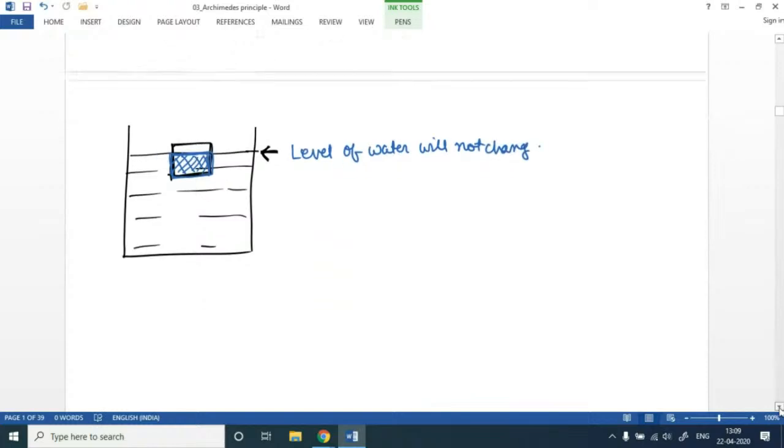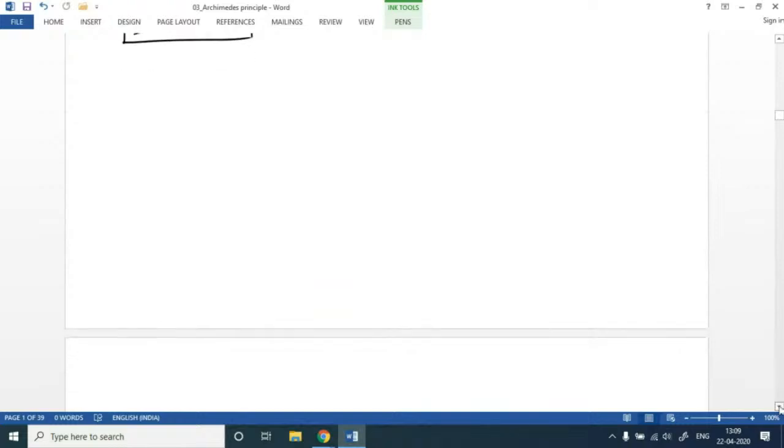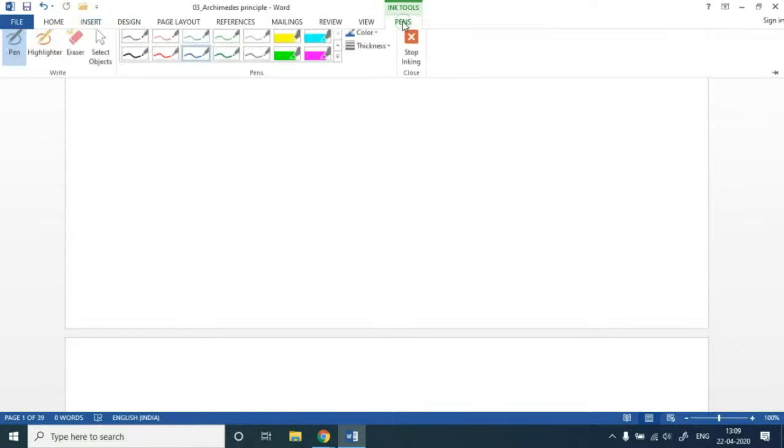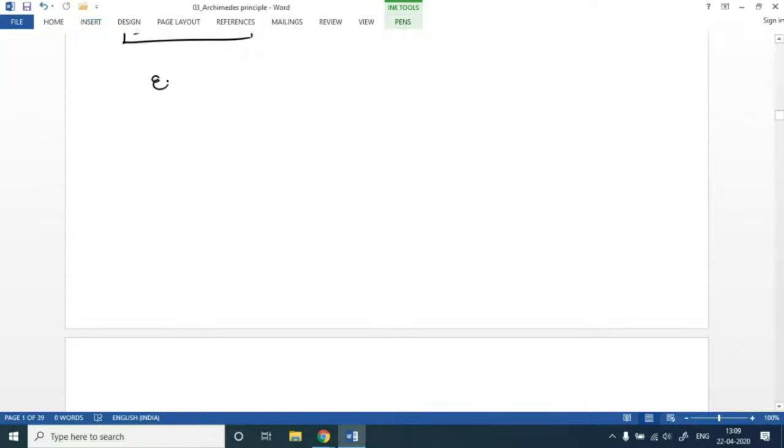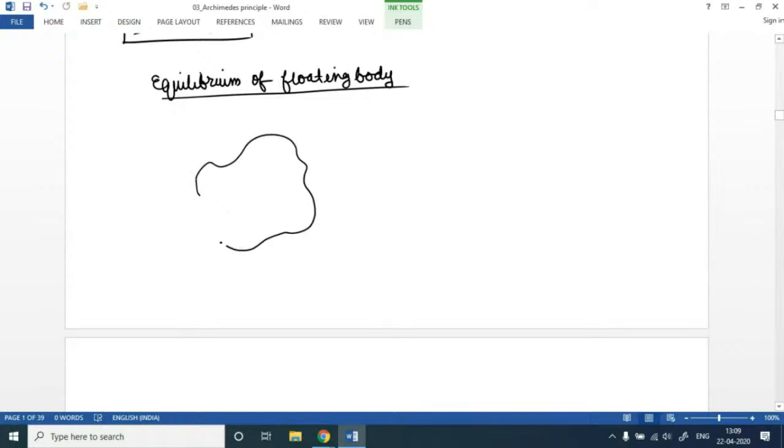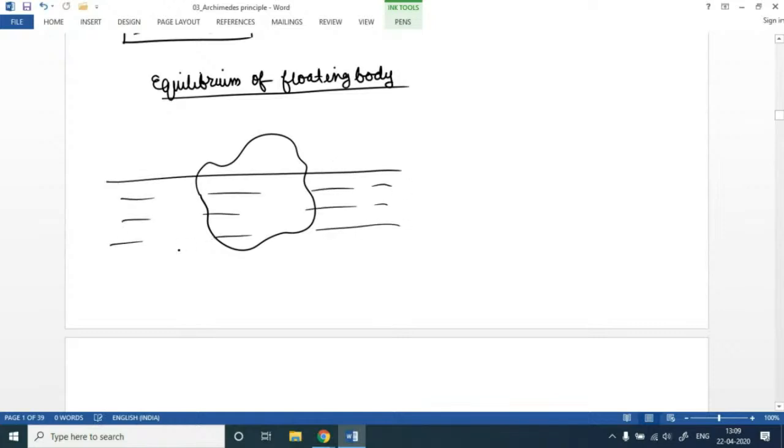And now let's look at the equilibrium of the floating body. One very simple analysis we are doing. Let's say this is some solid which is floating in some liquid.